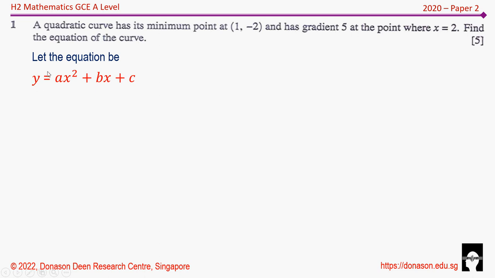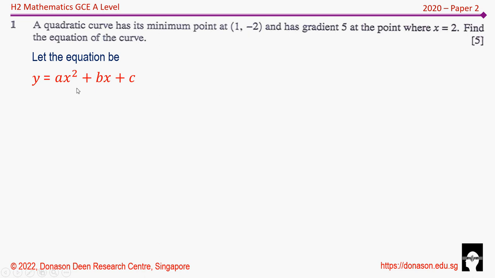So the first thing I'm going to do is to let the equation be y equals ax squared plus bx plus c. And of course we need to have enough conditions to solve and look for the values of a, b and c. If we look back at the question, we can see that there is one set of coordinates given where x is 1 and y is -2. That should be giving us one equation.